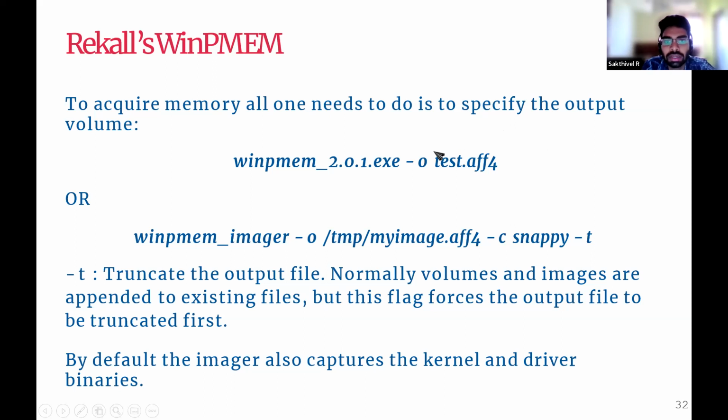Normally, -t is used to truncate the output file. Normally the volumes and images are appended to existing files, but this flag forces the output to be truncated first, and by default the imager also captures the kernel and driver binaries, which are used in RAM capturing.